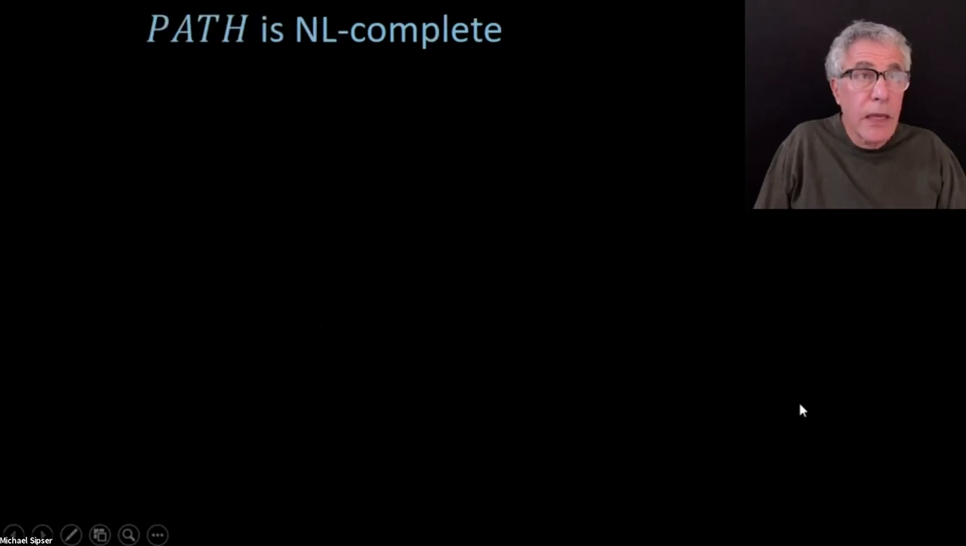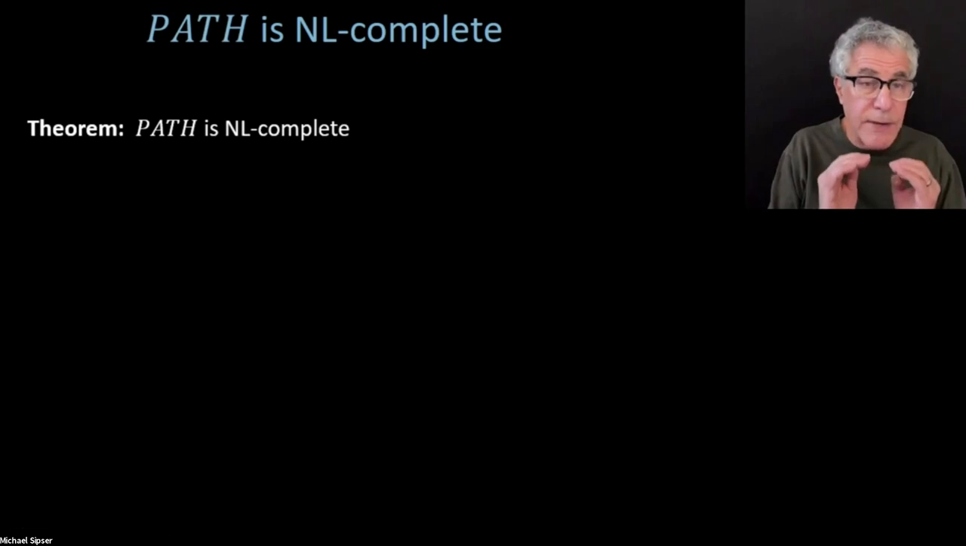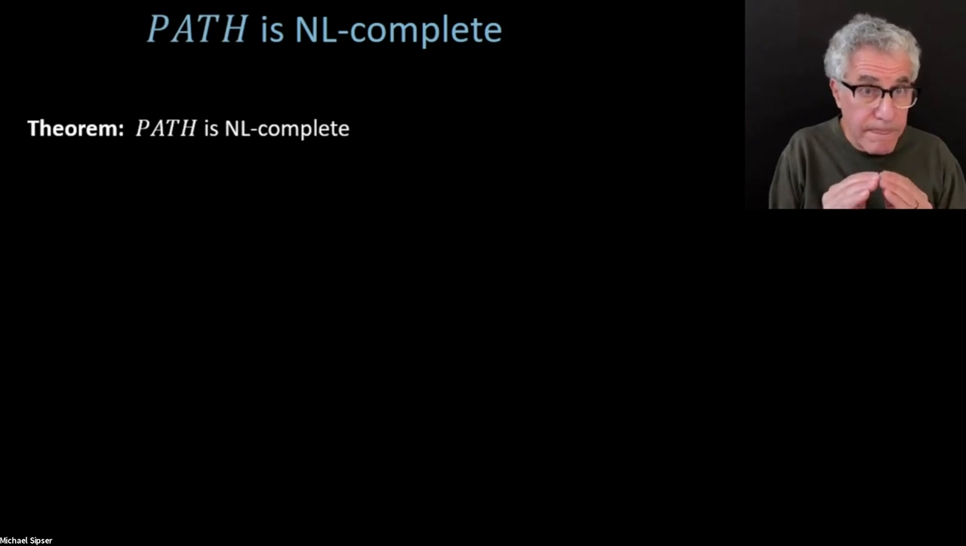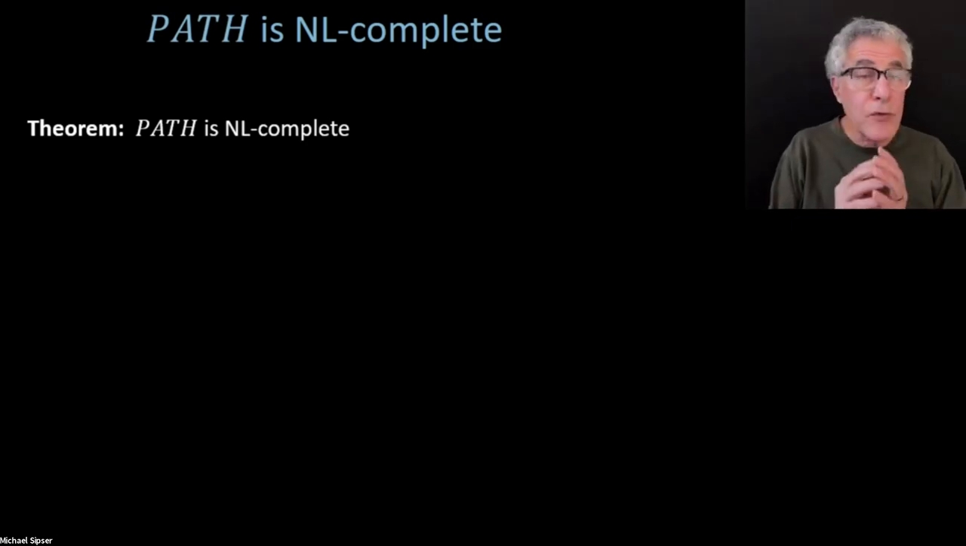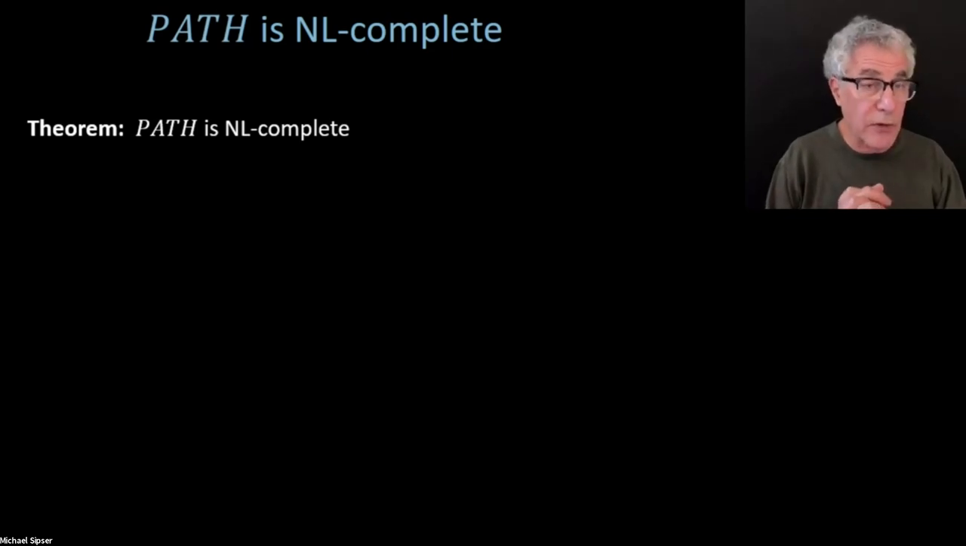Okay, so let's continue. We're going to show that the path problem is NL complete. Now we defined NL completeness, and we've seen the path problem before. We're now going to show that path occupies that very special position for NL, namely that it's an NL complete problem. So if you can solve the path problem deterministically in log space, you have gotten a big result. No one knows how to do that, and it would collapse all of NL down to log space if you could do path in log space deterministically.